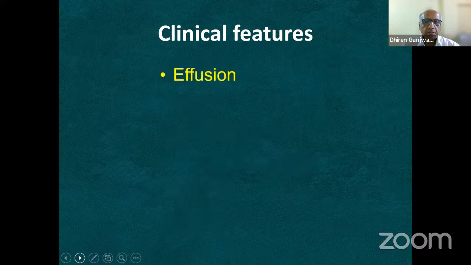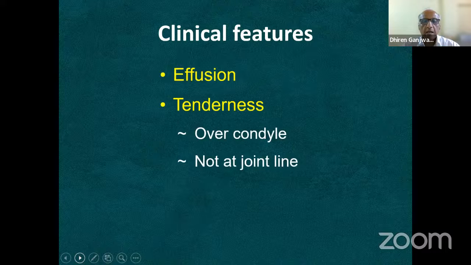The other clinical features are, there is an effusion. There is tenderness at the femoral condyle. So when the knee is flexed and when you palpate on the femoral condyle, there is tenderness because that is where the lesion is. So to palpate the condyle, we have to flex the knee joint and then look for the tenderness. The point which distinguishes it from any other condition is that there is no tenderness at the joint line. So if you examine in the extended position, there is no tenderness at the joint line. That's a very important thing.